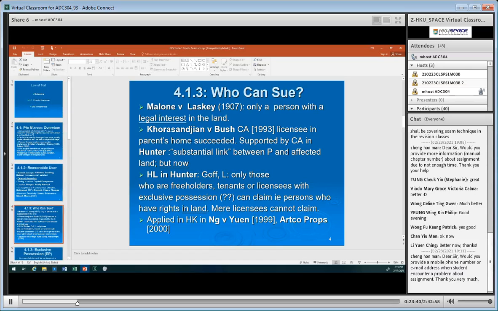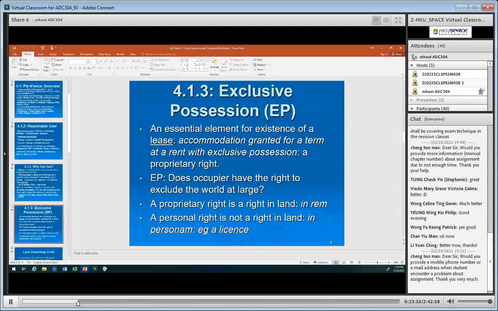Similarly, in Artgo Properties, the plaintiff did not have any legal interest in the land. So that's obviously a key issue in your assignment question too. And of course, if the person you're advising doesn't have a legal interest in the land, they can't sue in private nuisance. A quick word about legal interest in land.